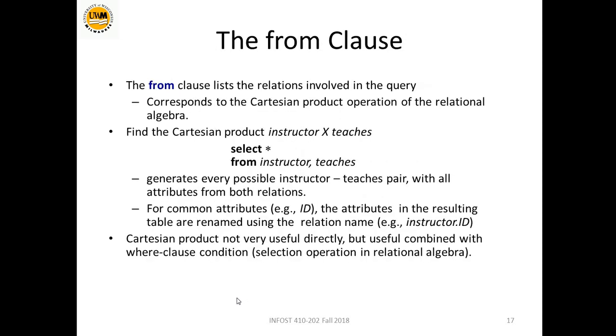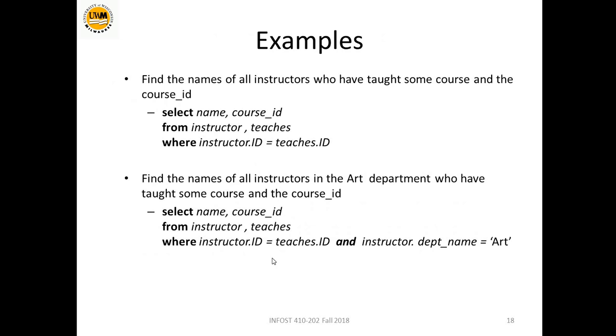The from clause lists the relations. In this case, if I say select star from instructor and teaches, I will do a cross product between the instructor and teaches, a Cartesian product. Let's have some examples. For example, if I want to find the name of all instructors who have taught some course and the course ID, I will say select name and course ID from instructor and teaches, where instructor.id equals teaches.id.